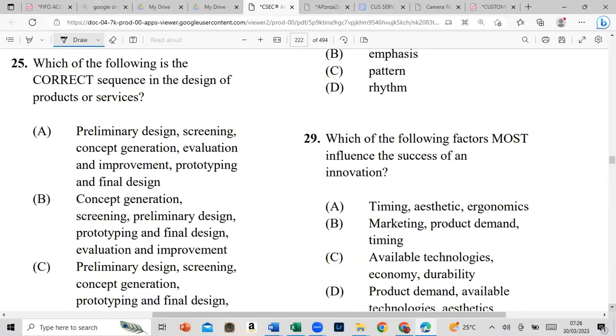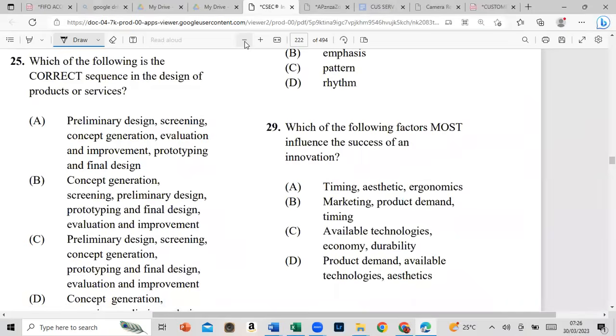Which of the following is the correct sequence in the design of products or services? A, preliminary design, screening, concept generation, evaluation and improvement, prototyping, and then the final design. B, concept generation, screening, preliminary design, photocopying, and final design. So you're supposed to put them in the correct order. C, preliminary design, screening, concept generation, prototyping, or final design.